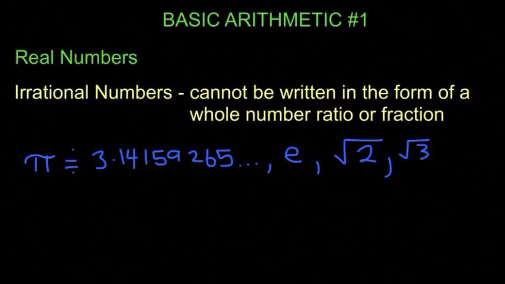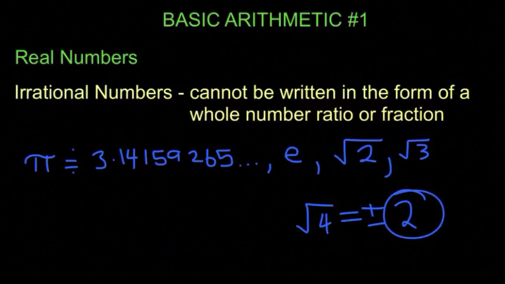However, if you find the square root of a perfect square, for example, if you find the square root of 4, you'll find that that equals plus or minus 2, and 2 is an integer, and integers are actually rational numbers, so therefore the square root of 4 is not an irrational number. Only those numbers whose square root is not an integer are irrational numbers. This is an overview of the real numbers and the subsets we need to be familiar with.